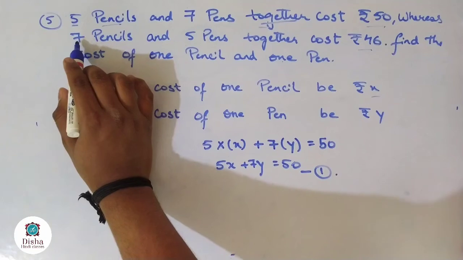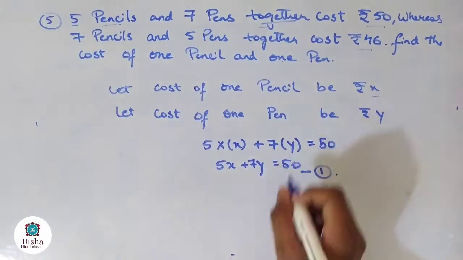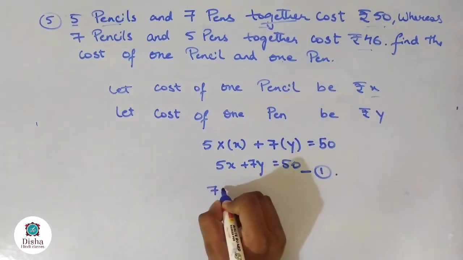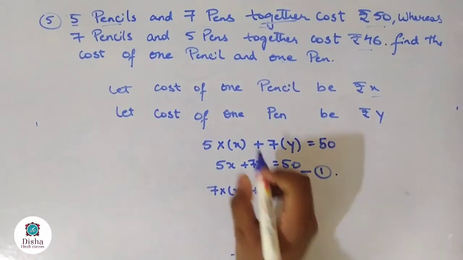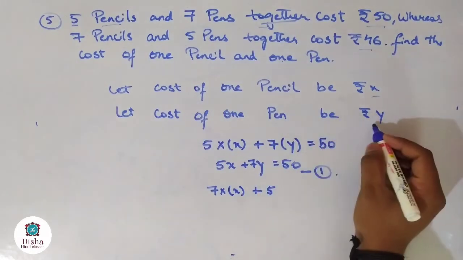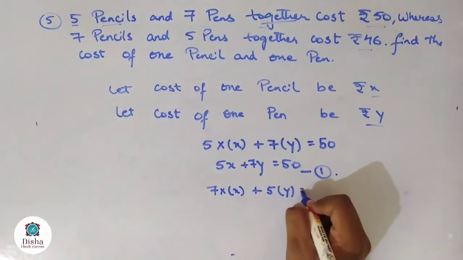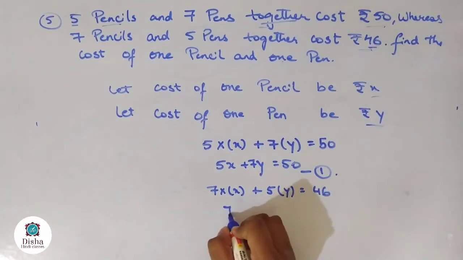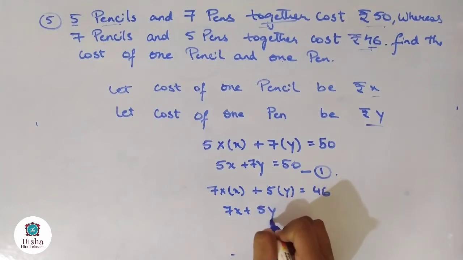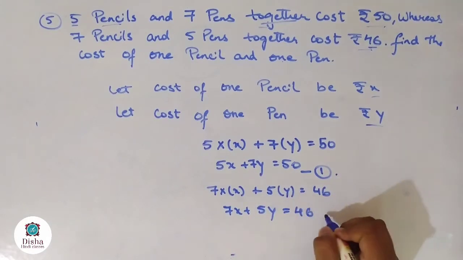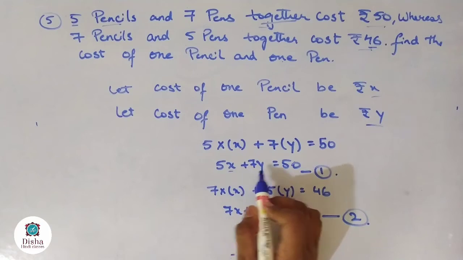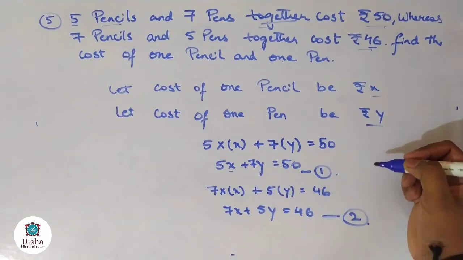Next situation, what we have? 7 pencils and 5 pens. So 7 pencils, cost of a pencil is X, so 7 into X, and 5 pens. What is the cost of a pen? That is Y. So 5 into Y will be equal to 46. So 7x plus 5y equals 46. That is equation number 2. So now from these two equations we have to find the values of X and Y to be plotted on the graph.